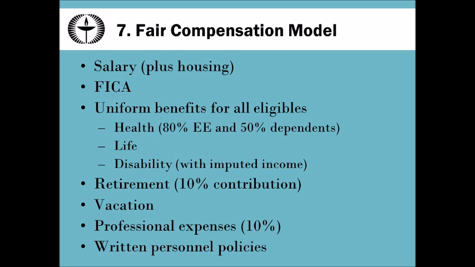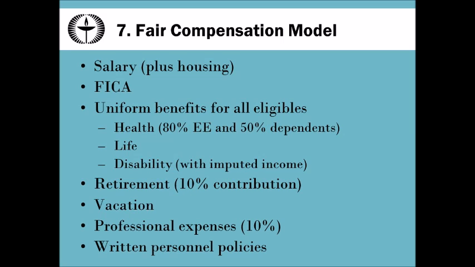They have all kinds of resources to help you set up appropriate benefits, appropriate compensation for the staff who work for you. What they suggest is a fair compensation model, and this is what's included in the fair compensation model. It includes a salary plus housing allowance if the person is ordained. You should be paying FICA, which is Social Security and Medicare, for that person, and that's basically 7.65% of salary plus housing. You should be offering a uniform set of benefits to all eligible employees, and on the next slide I'll show you what eligibility should look like.